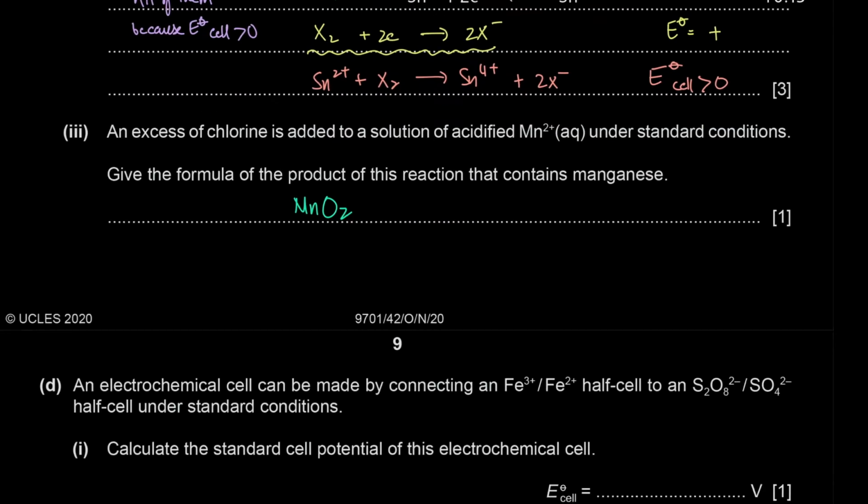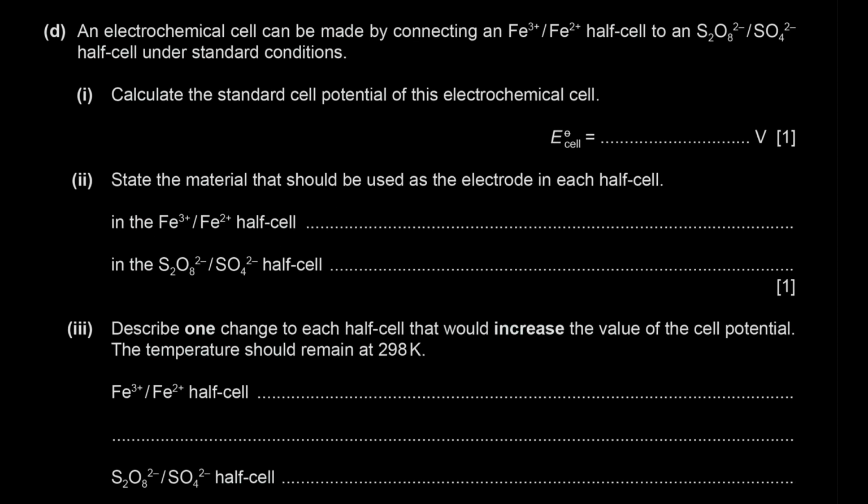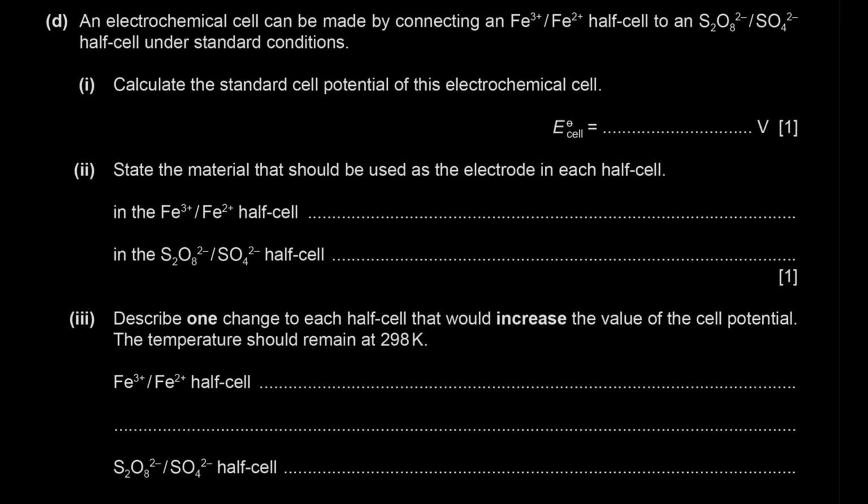All right. The next part of the question says an electrochemical cell can be made by connecting an Fe3+/Fe2+ half cell to an S2O8 2-/SO4 2- half cell under standard conditions. Calculate the standard cell potential of this electrochemical cell. So here we have the two half equations for the two half cells.